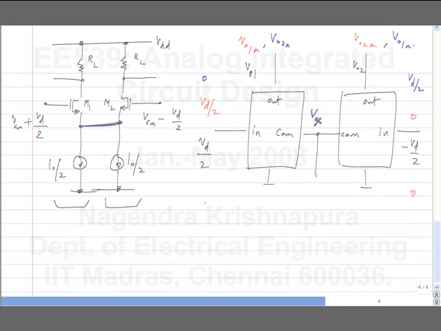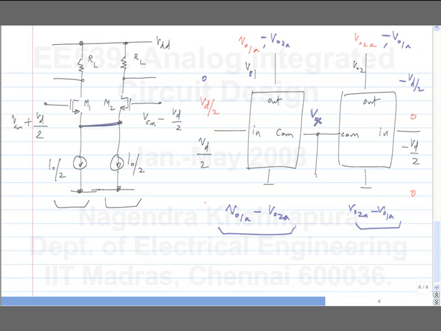And if I make this minus Vd by 2, this will become negative, this will become negative. When I apply both simultaneously, I'll get VO1A minus VO2A here and VO2A minus VO1A here. So the two outputs will always be antisymmetric if the excitation is antisymmetric and the circuits are exactly symmetric.